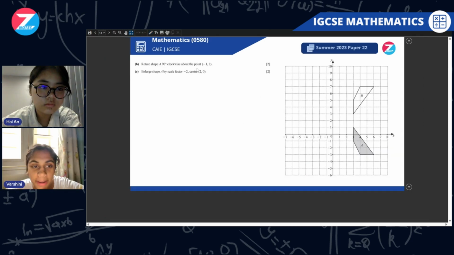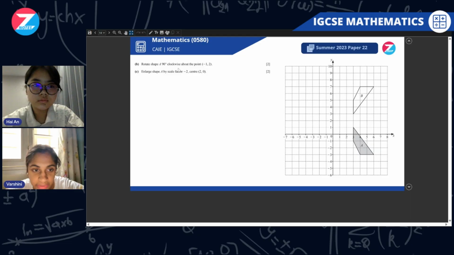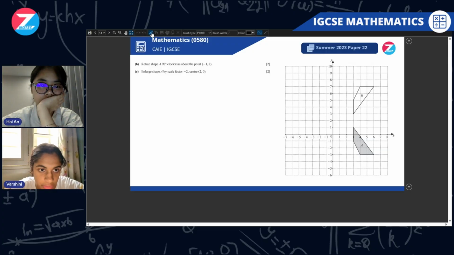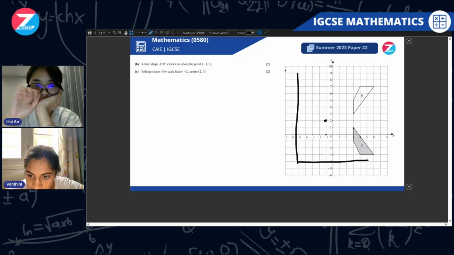Okay. Part B, rotate shape A 90 degrees clockwise about the point (-1, 2). So over here we can see on the grid minus 1 is going to be here on the x-axis, and up 2 is going to be over here. So this is the point around which we need to rotate, and they want us to rotate shape A, which is this shape. So you'll get tracing paper in the exam. What you do for this question is you keep your tracing paper somewhat like this.